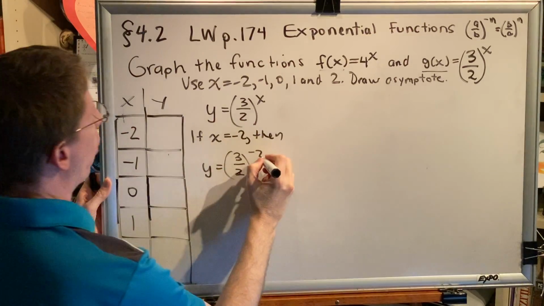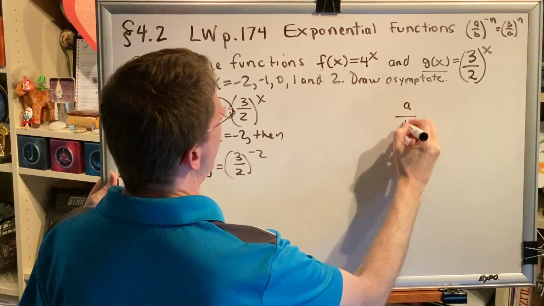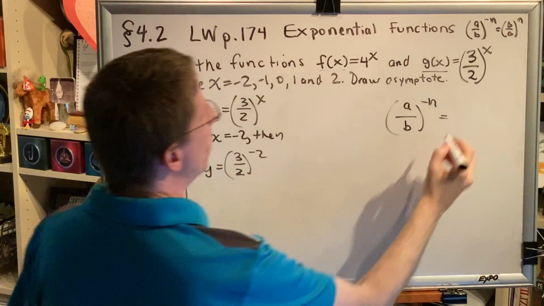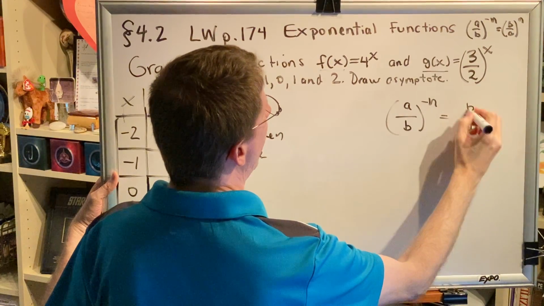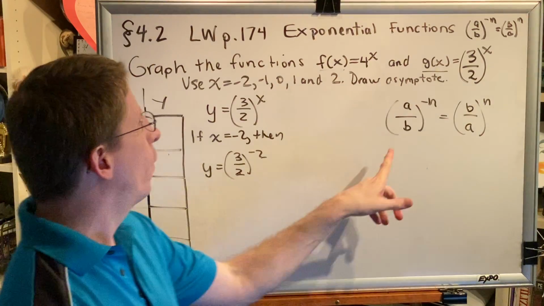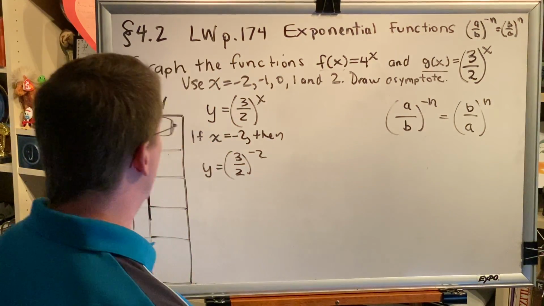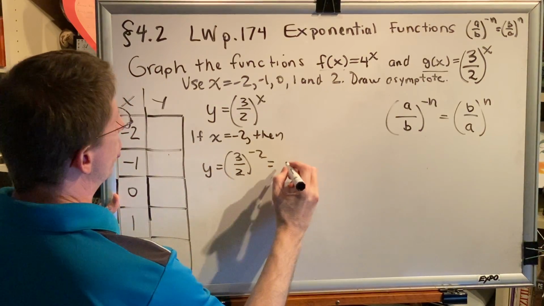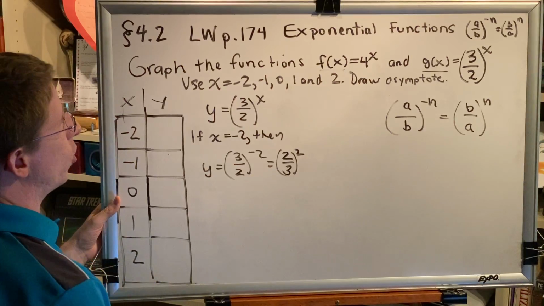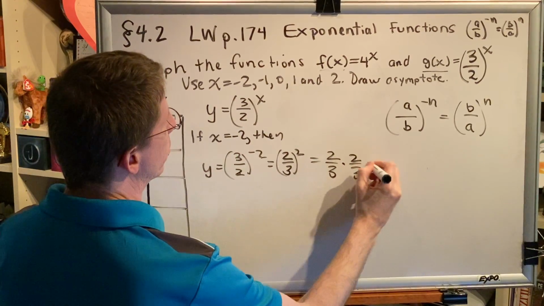This is where it's very important to remember your intermediate algebra rules. If you have a over b raised to the -n power, that can be rewritten by flipping over the fraction and changing the sign of the exponent. So a over b to the -n is the same as b over a to the positive n. We can use that here. So let's make this 2 over 3 raised to the positive 2 power, which is 2/3 times 2/3.